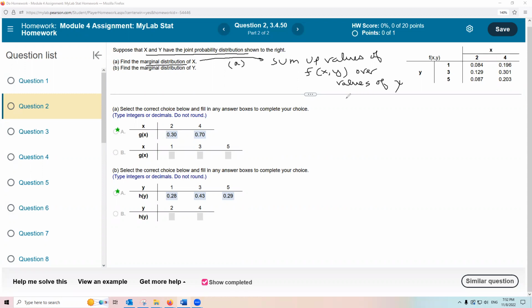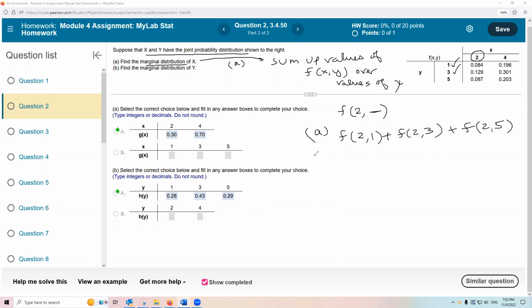So what that means is, let's take this x value of 2. We want to sum up the values for f of 2 across all of the y values. What I mean by that is we want to take f of 2 comma 1, because that's the first y value, plus f of 2 comma 3, plus f of 2 comma 5. This is for part A of the question.